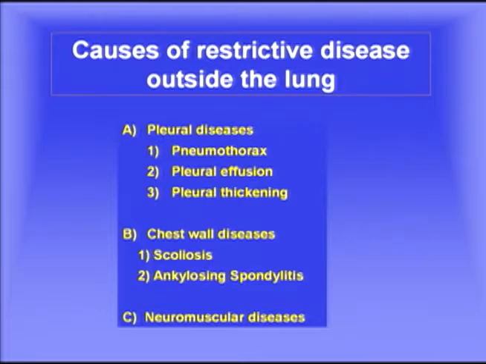Now let me finish by just talking about causes of restrictive disease which are outside the lung. For example, pleural disease can affect the ability to expand the lung. And one of these is pneumothorax. Pneumothorax is caused by a problem with the visceral pleura, the pleura on the surface of the lung. If there's a hole in that for some reason, then of course air leaks from the alveoli into the interpleural space and you get a pneumothorax.